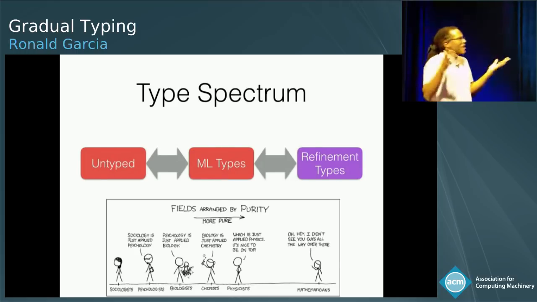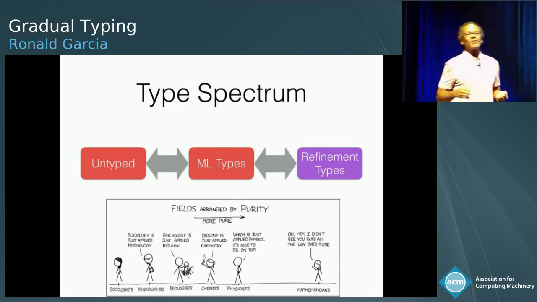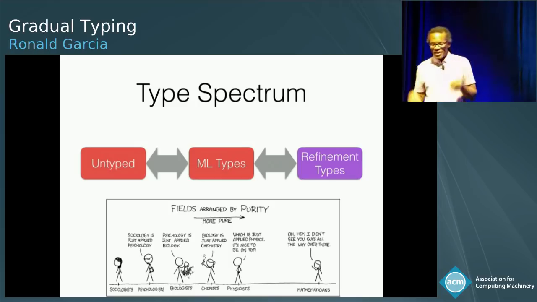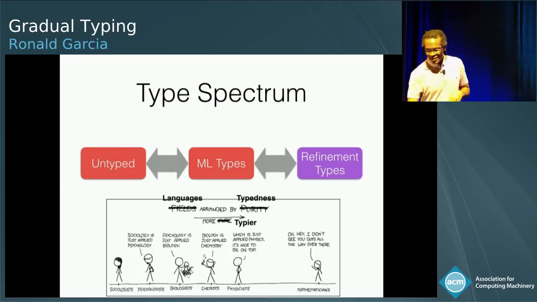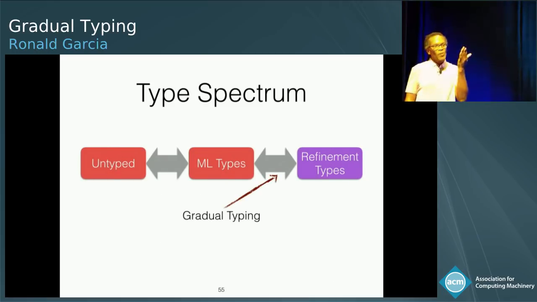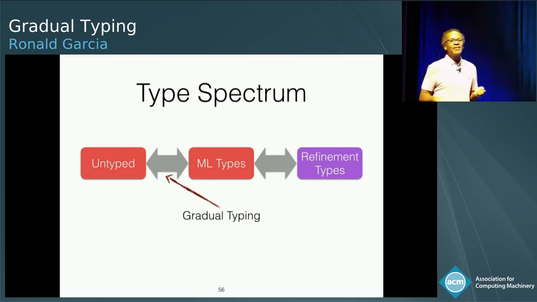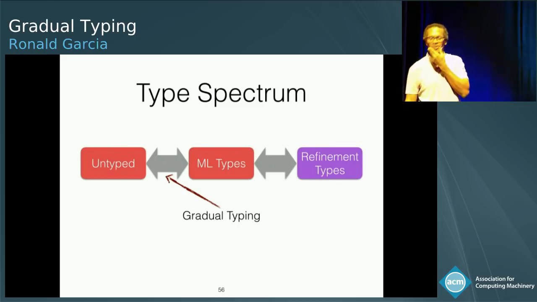So really, the way I think about this is it kind of reminds me of the XKCD comic where you have fields arranged by purity, but instead what we're really doing is talking about languages that are at least partially ordered by typedness. And so we can take the bold move and decide that we'll transport the idea of gradual typing from going from ML types to refined types to maybe moving untyped languages over to ML types. That'd be pretty cool too, I guess.